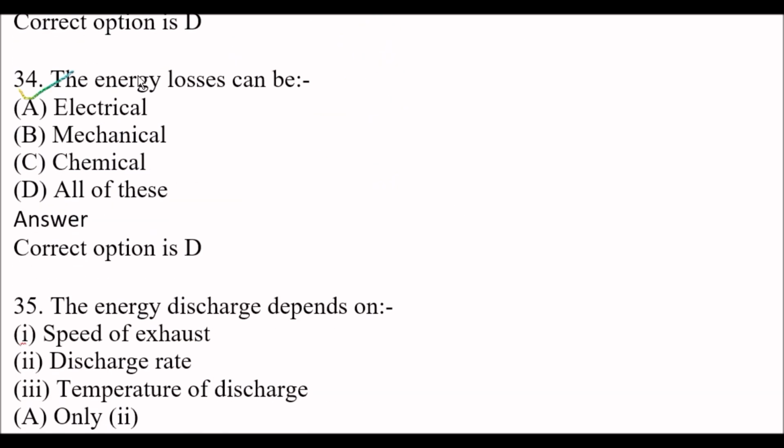The energy losses can be option A, electrical. Option B, mechanical. Option C, chemical. Option D, all of these. Right answer is option D, all of these. Okay, so the energy losses can be maybe electrical, maybe mechanical, maybe chemical. Okay, so all of these is the right answer here.